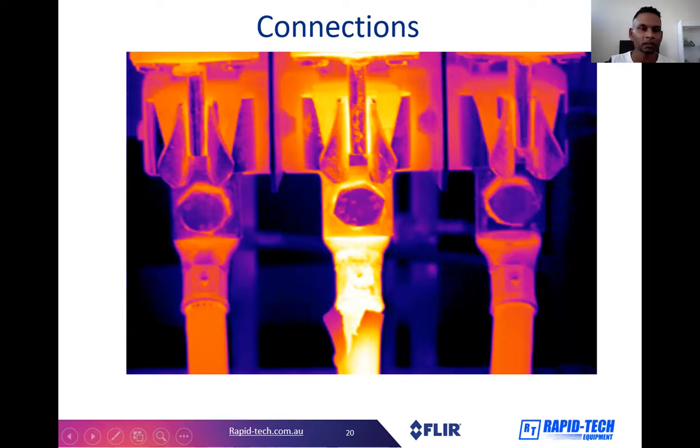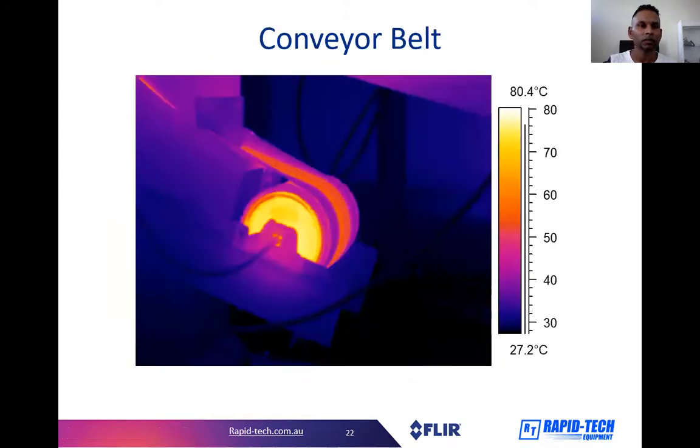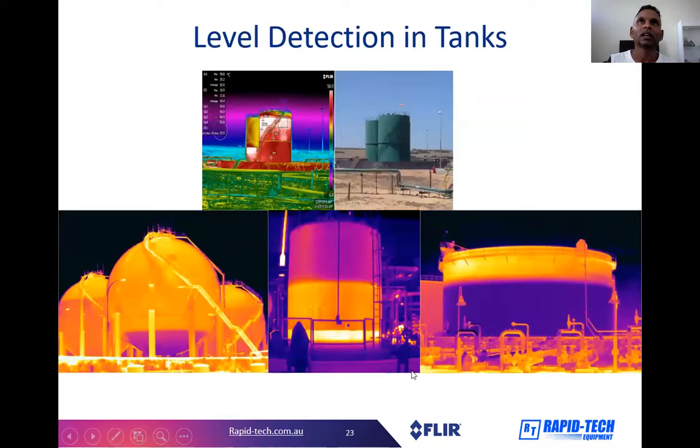Another application, obviously motors. We're looking at bearing issues or winding issues, so anything mechanical, misalignment. This one here is obviously showing a misalignment. So that's another application using a visual. Conveyor belts. We're looking at conveyor belts there. Again, we've touched base on this one before. So doing qualitative analysis, just looking at levels of tanks.